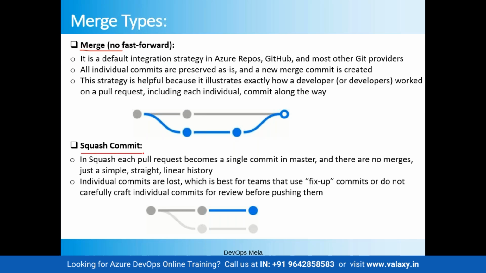The next is squash. Squash will squash your history into one single commit. So all your history will get squashed and a new single commit will be created. This is used when you want to avoid unnecessary history in your branches. At that time, you can go and use squash. Okay.